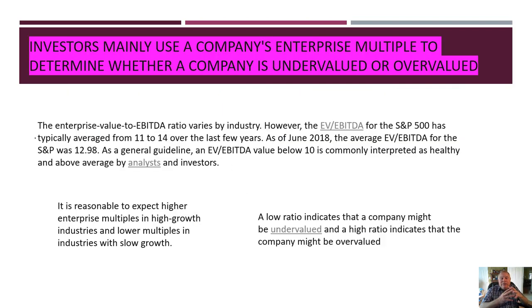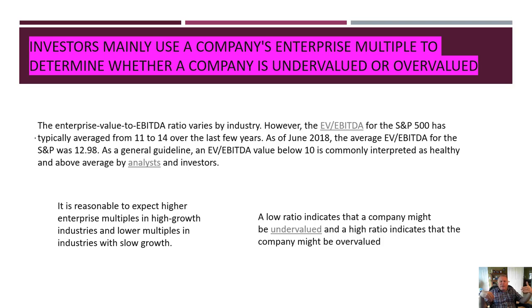Now, many investors use this to determine whether a company is undervalued or overvalued. But you always need a comparison, because it varies based on industry. If we look at the broad S&P index, it's averaged 11 to 14 over the last few years, again as a function of leverage and valuation. The average last year at this time was 12.98. Generally, an EV to EBITDA value below 10 is commonly interpreted as healthy and above average. Now, with that being said, it's reasonable to expect higher enterprise multiples in high growth industries, because the company is growing and those expectations are higher, and lower multiples in slower, slow growth industries.